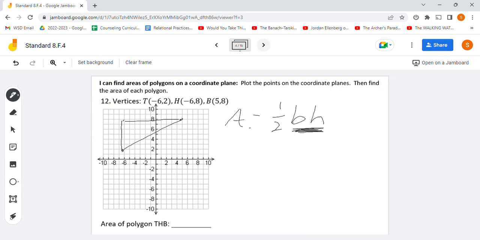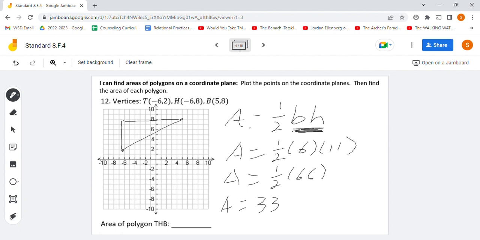So we end up with area equals 1/2 times 6 times 11. Calculating that, we get 1/2 times 66, or an area of 33. And again, this is units squared.